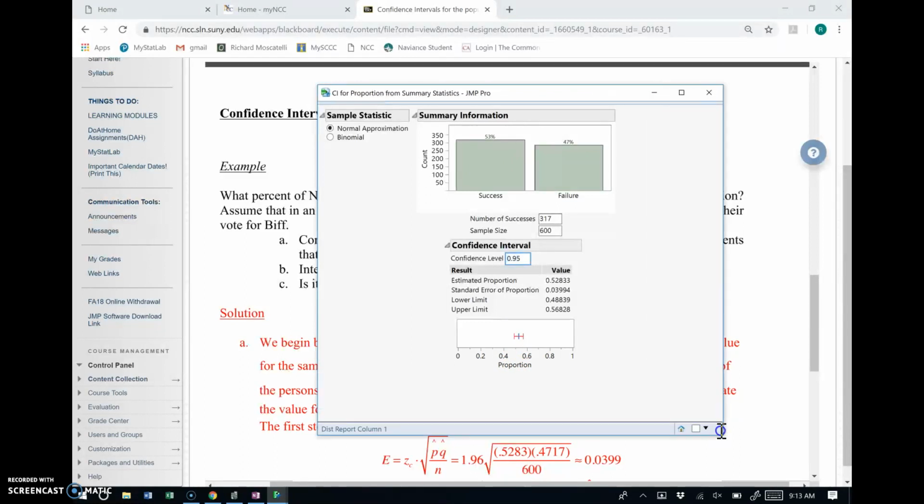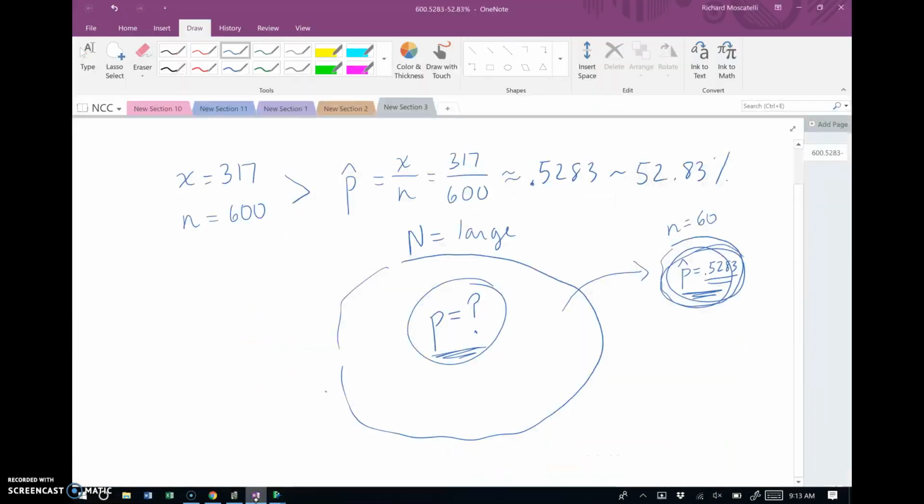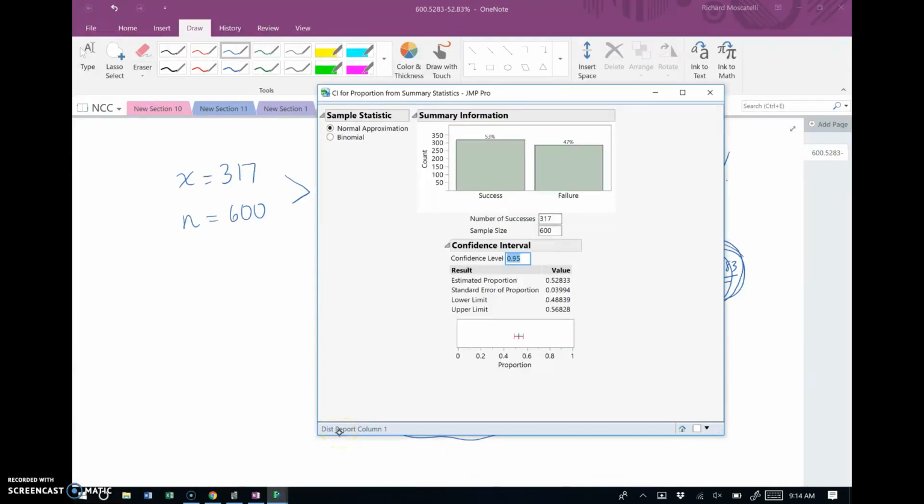I know this is a little tiny, but in this little graph right here, the red line on the left is the lower bound of the confidence interval. The red line on the right is the upper bound of the confidence interval. And that blue line in the middle is going to be your p-hat. Now, they crunched that for us. The estimated proportion, 0.52833. We already know that. We saw that when we calculated it before by hand. That is the sample proportion, p-hat.